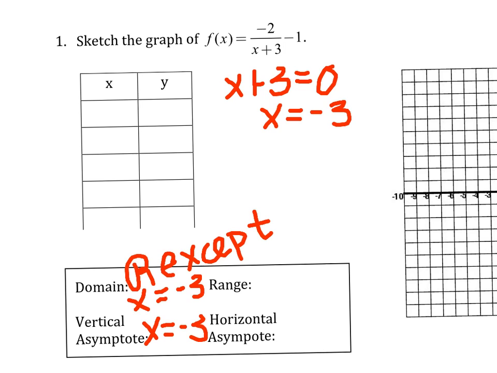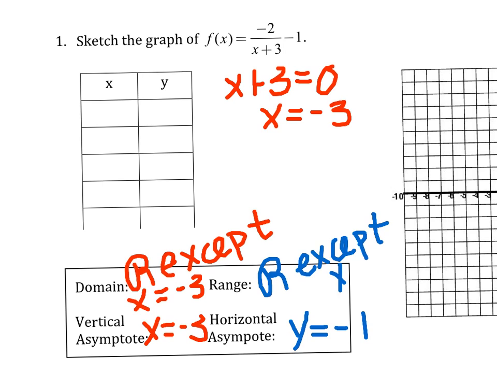Now to find the range, I'm going to take this number right here, that constant that's not a part of the fraction, and I'm going to say y equals -1. So our range would be all real numbers except y equal to -1.